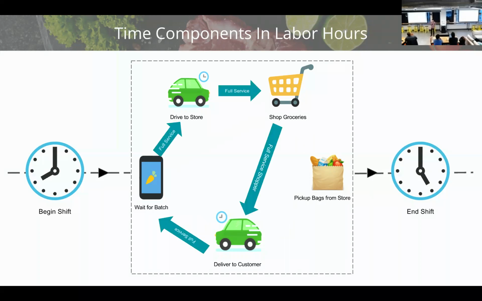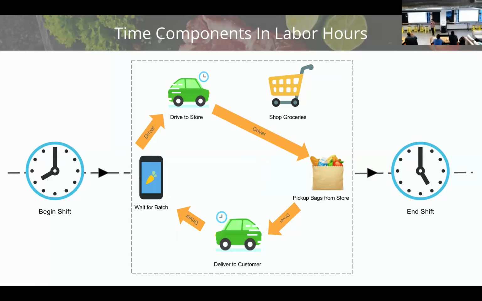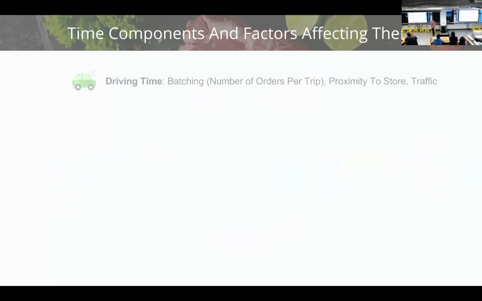If it's a full-service shopper, they would start by waiting for a batch. Once they get it, they drive to the store where the batch needs to be fulfilled, and then they would pick these items, and then they would drive to the customer's address, and then they go back to waiting for a batch. And then we have delivery drivers who do all this, but without the picking part. Instead, they go pick up the bags from the store, which have been staged by our in-store shoppers, and then they deliver to the customer. And each of these activities have some times associated with them that we define. Let's try to see what they are.